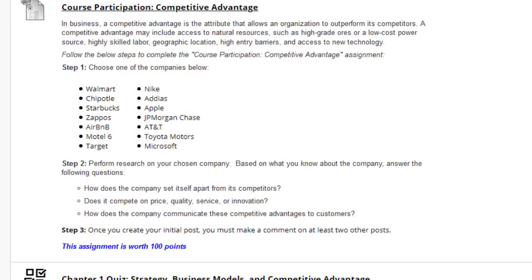Next, we have the course participation, which is a discussion board. You will be focused on competitive advantage. You will be choosing one of the companies from step 1. And in step 2, you'll be analyzing that company for what is their competitive advantage. In step 3, you will be responding to at least 2 other posts that your fellow classmates have entered. Keep in mind, if you don't respond to 2, you will be deducted points.